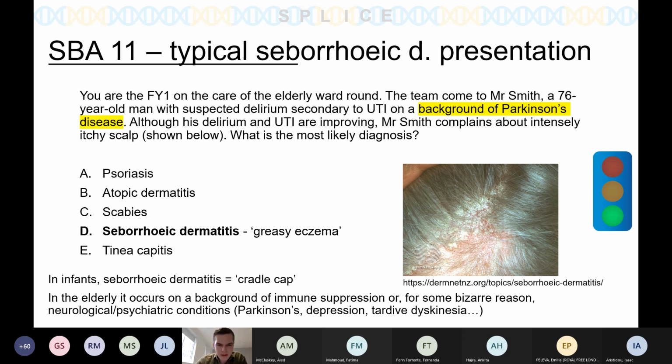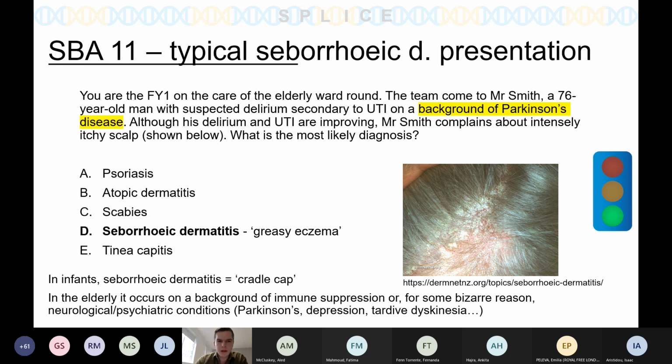You can see there that the picture's not perfect. It's got yellow flakes, which is very typical. So you get seborrheic dermatitis in the very young, so they'll have cradle cap, which I haven't got a picture of, unfortunately, or in the very old. I think because those two groups of people tend to be immune suppressed.